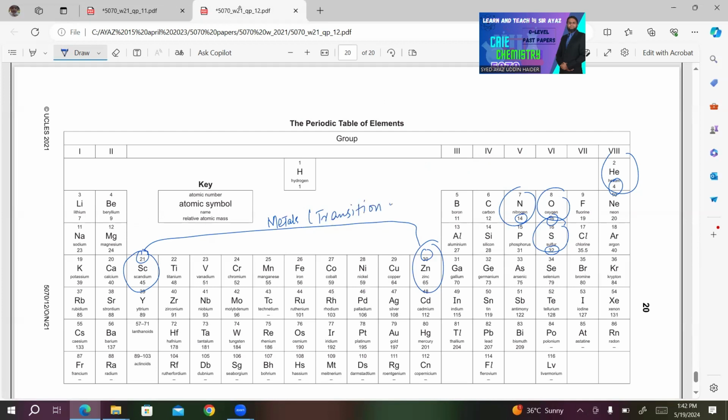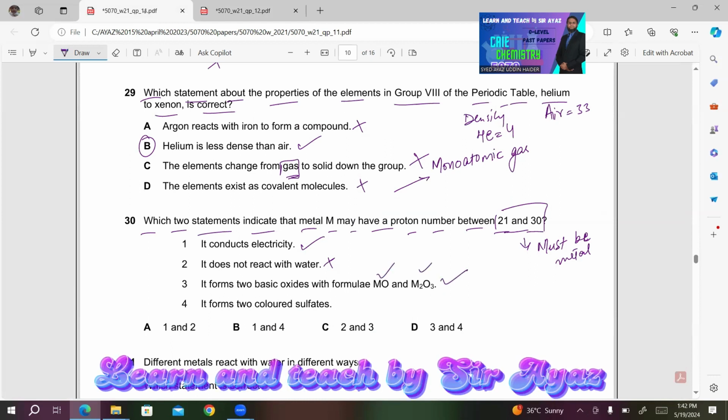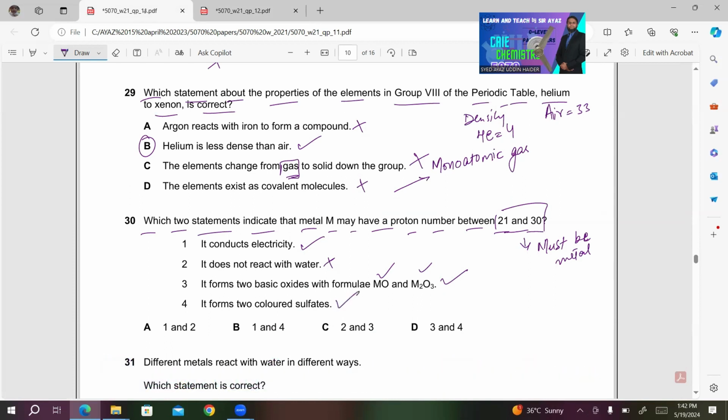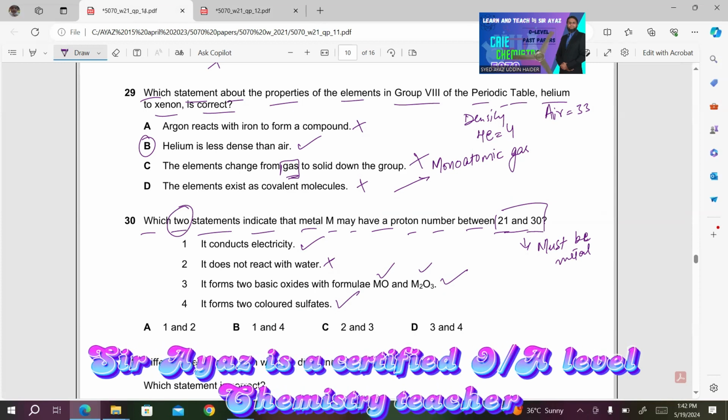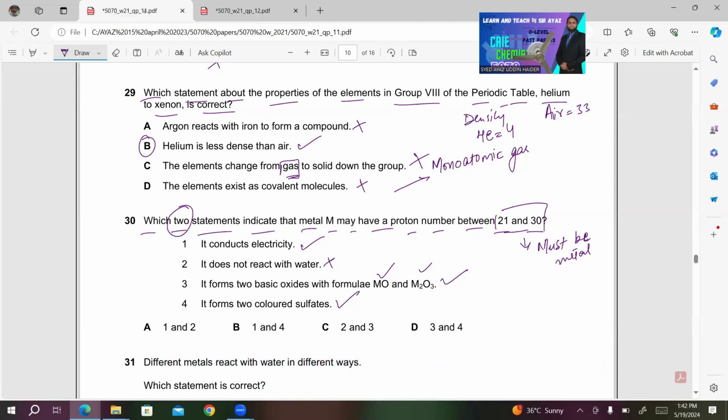Now, this is typical of transition elements, that they react to form compounds with two different oxidation states or two different valencies. So this is also correct. Number 4, it forms two colored sulfates. This is also correct. Now they are saying two statements. So you can't consider statement number 1 because they all are metals. So these two statements make these elements different from other metals in the periodic table. So 3 and 4 must be the right answer for number 30.